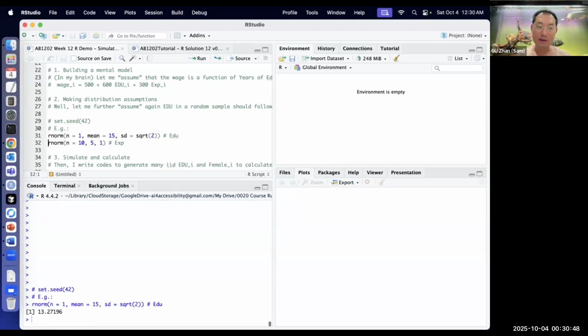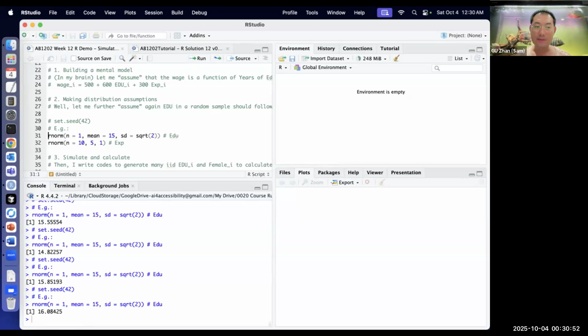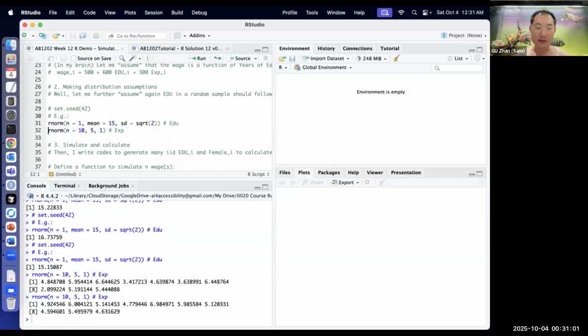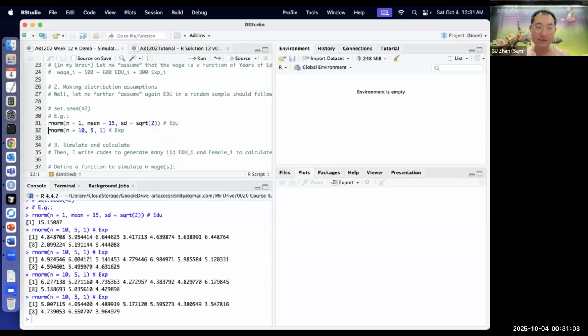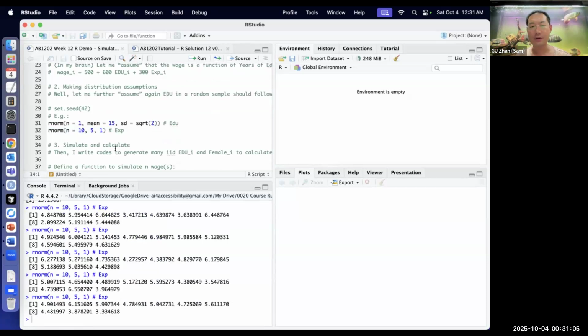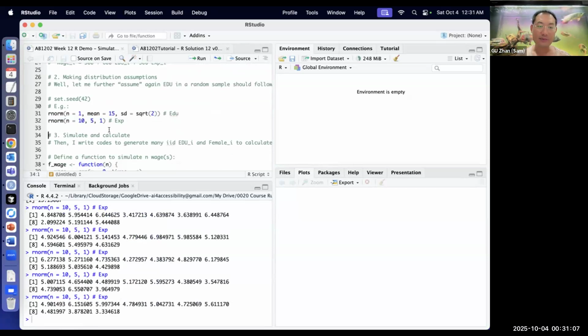So this is the education, right? If you run it repeatedly, you will see that we're drawing an average year of education. And the second one is the experience, okay? Let's say we want to get 10, that's 10. So 10 or 1, okay? So this is the experience.